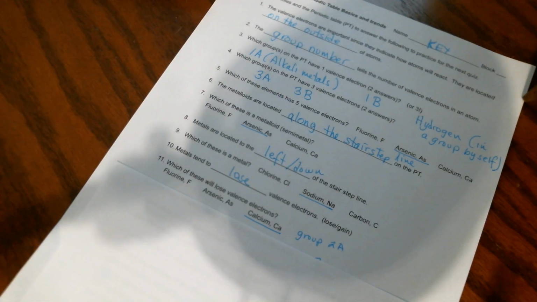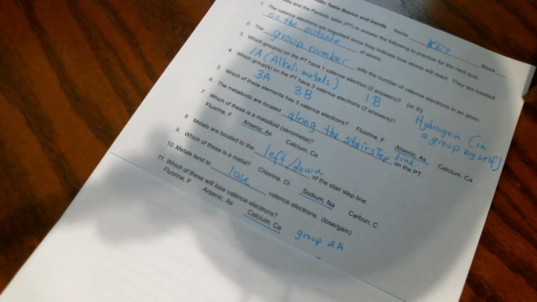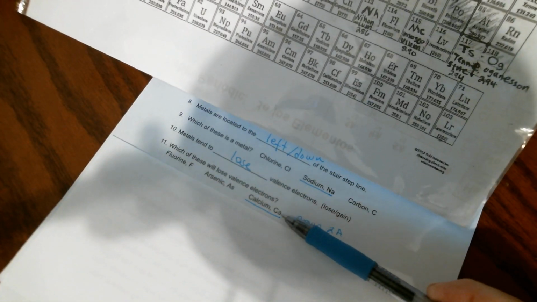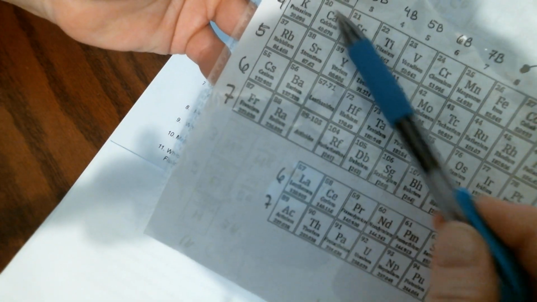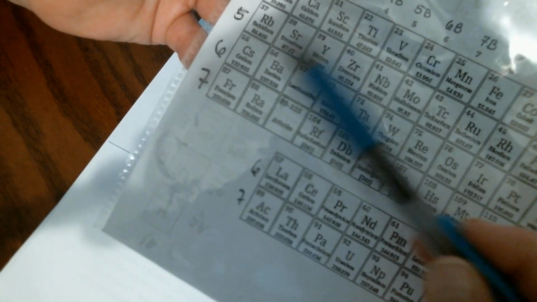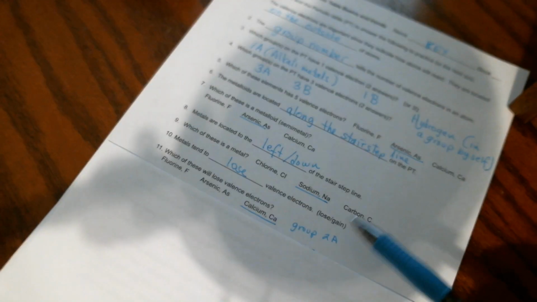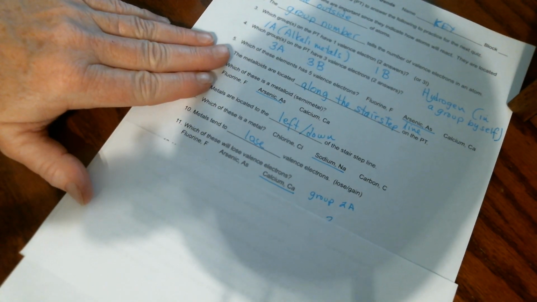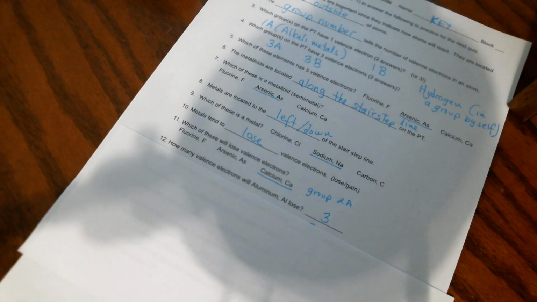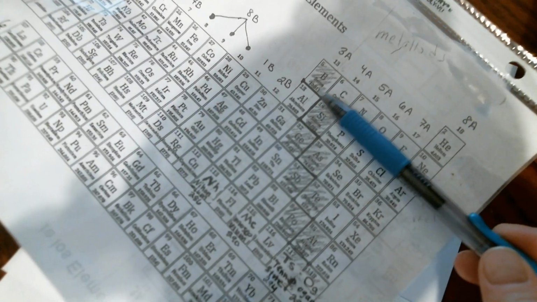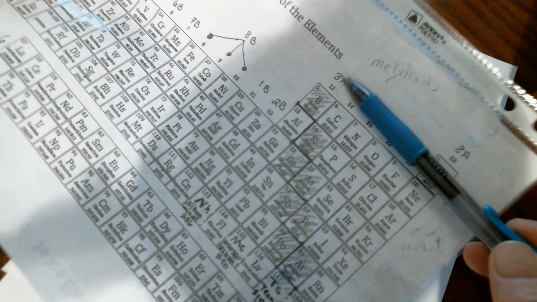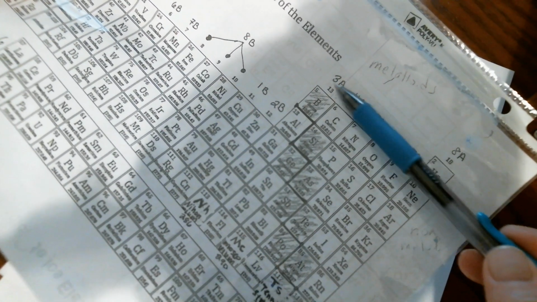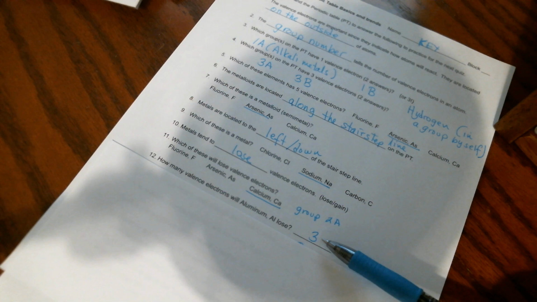Okay, so, sorry, I was on the wrong one. Which one of these will lose? That's going to be calcium. Same thing. Calcium is over on the metal side, the left side, so it is going to lose. It's in group 2, so it will lose 2. Okay, how many valence electrons will aluminum lose? Find aluminum. Look up at the top. 3A. So it has 3, and it will lose those 3.